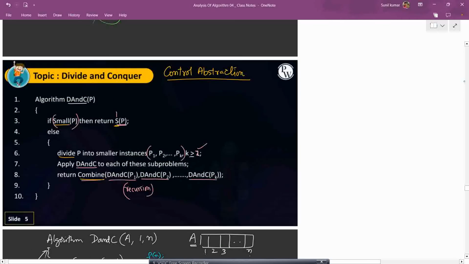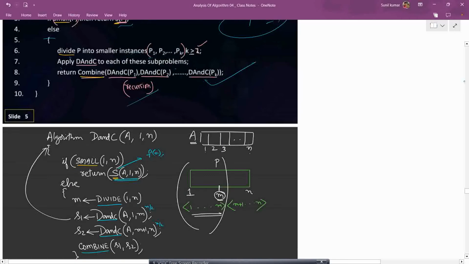The algorithm for this is the divide and conquer algorithm. If P is small, then return S(P). Else divide P into smaller instances P1, P2, ..., Pk, where k is greater than or equal to 1. Apply divide and conquer to each of these problems. So this is the divide and conquer control abstraction. The approach is: divide the problem, apply divide and conquer to each of these subproblems, and return the combined result.